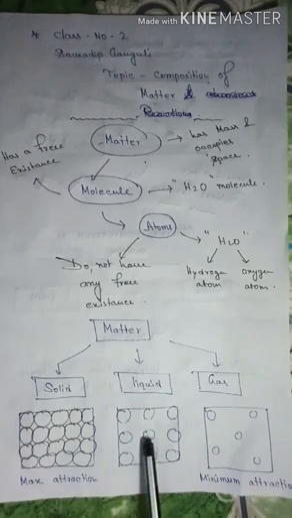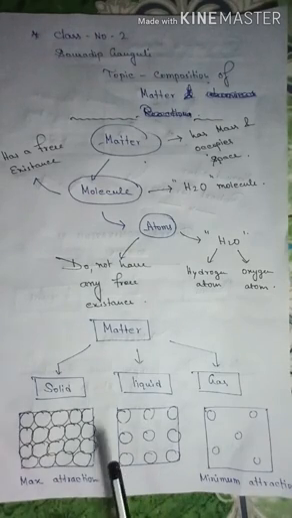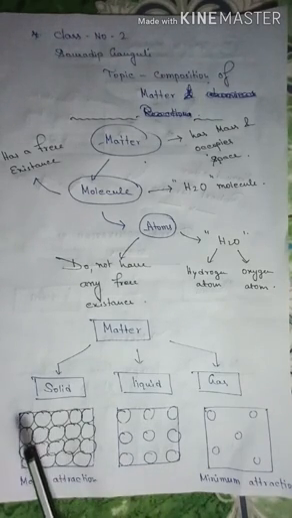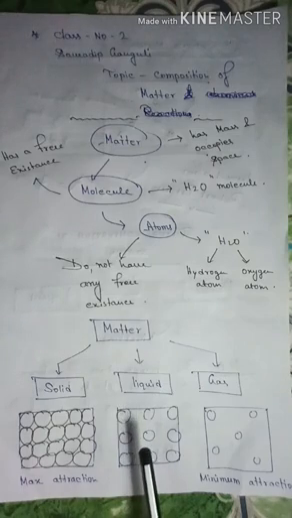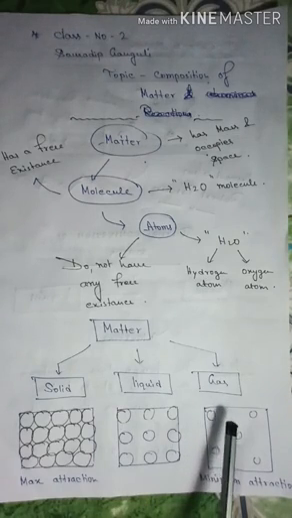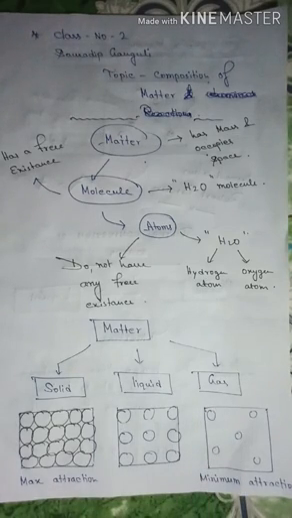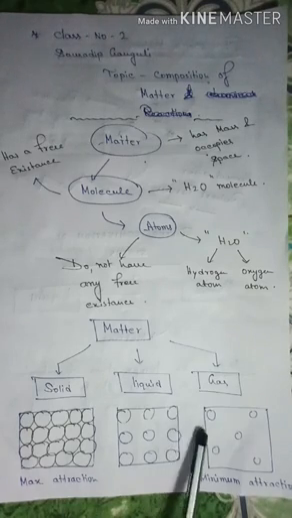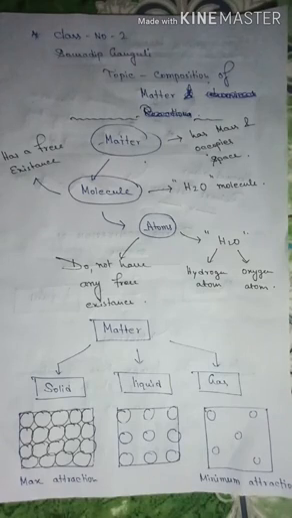Now for liquids, the intermolecular space as well as the intermolecular force of attraction is moderate. It is neither greater nor the least, right? Now we have gases. In case of gases, the intermolecular space is largest or highest. There is a lot of space in between the molecules. So obviously the attraction force or the intermolecular attraction force is minimum in case of gases. Okay.